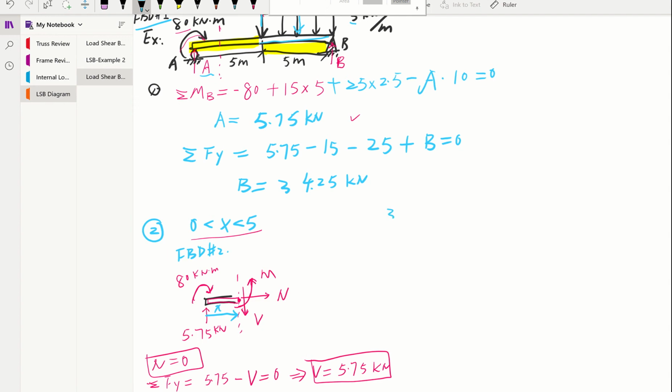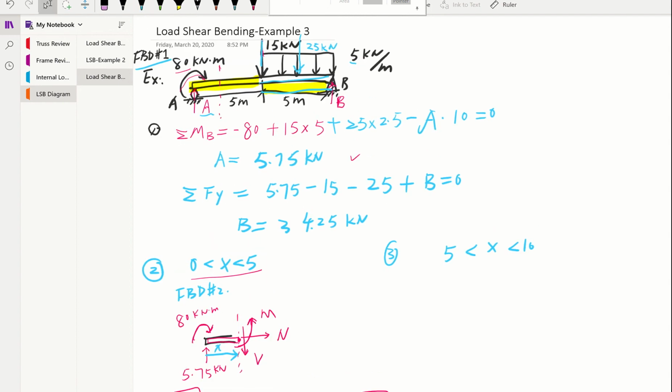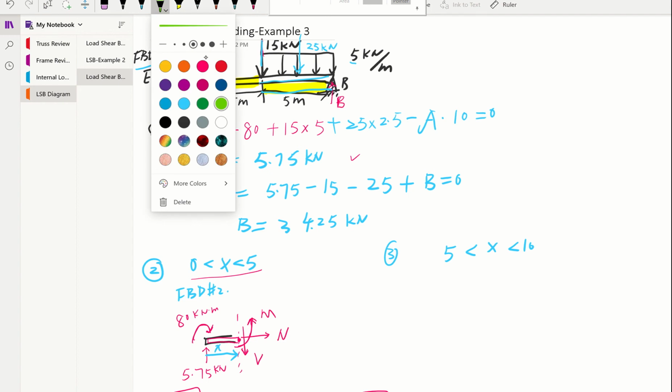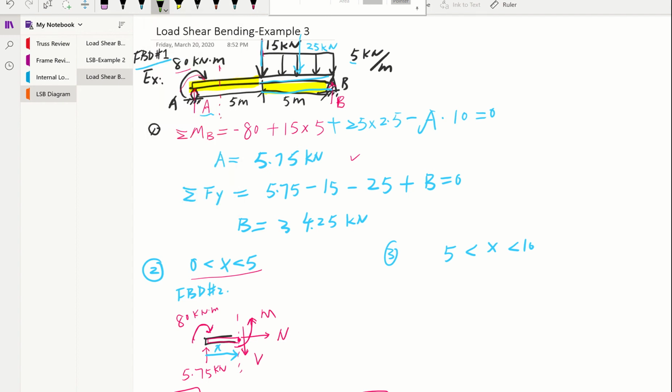So I'm going to use this space. Our x range is going to be from 5 to 10. So it's going to be this section now. For this section, we're going to make a cut to find our internal loading. So here, I'm going to use this green marker. Imagine we cut anywhere in this section. So imagine I make a cut right here. Okay, we have a choice to use the left section or the right section, and I think right will be easier. So let's go with right.